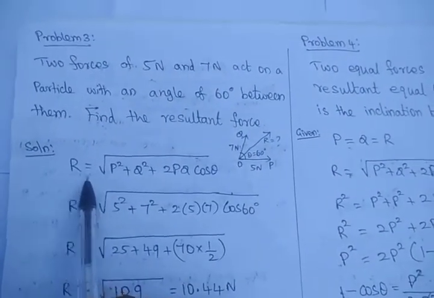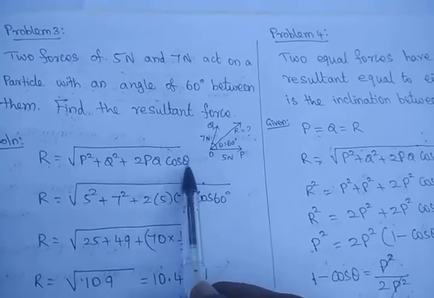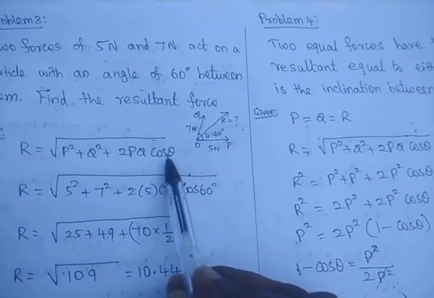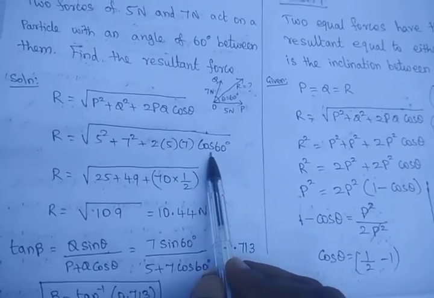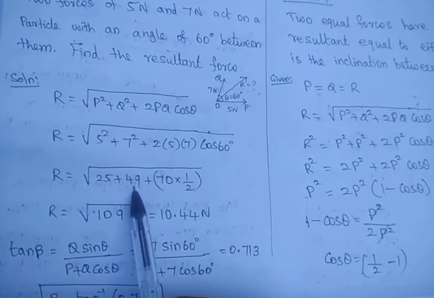So we can write that the resultant vector is equal to root of P square plus Q square plus 2PQ cos theta. That is A square plus B square plus 2AB cos theta. Substitute theta here, so cos 60 degree. What is cos 60? It is 1 by 2. So 5 squared is 25 and 7 squared is 49.